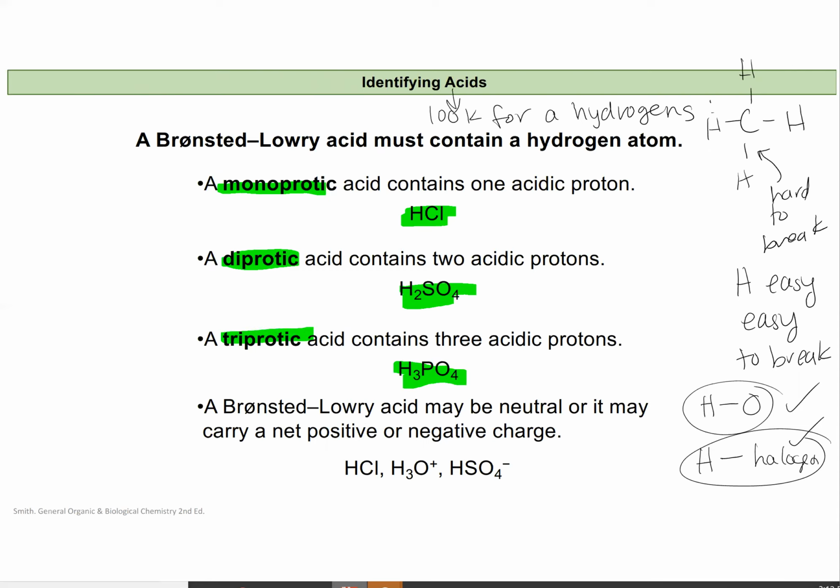And in these two cases here, we have hydrogens bonded to oxygens. So here's sulfuric acid, and here's phosphoric acid. In both cases, that oxygen is bonded to a hydrogen, and so it's easier to break.